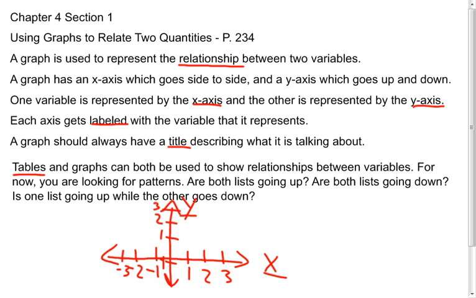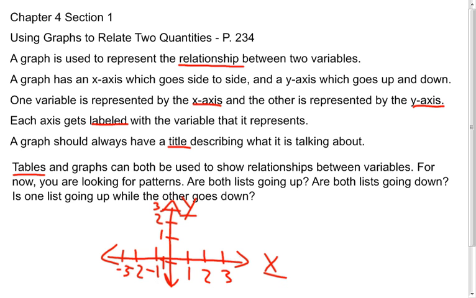For now, you're just looking for patterns. Okay, if we make a table, and we'll do this in a second, are both lists going up? Are all the x's going up, or all the y's going up? Are both lists going down? Are the x's and the y's both going down? Or is one going up and the other one goes down?